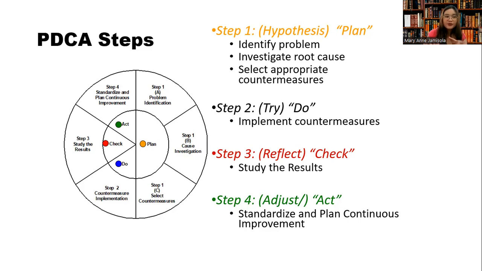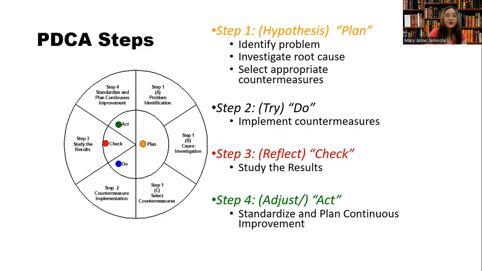Right. So after which we move on to the next phase, which is the do phase. This is actually equivalent to the trying phase. Since we already have selected our appropriate countermeasures, it's now time for us to do them, to try to implement them. It's not enough that we have selected countermeasures, but it is also very important for us to implement the countermeasures that we have selected. So let's do. We try to implement our countermeasures that we have planned under our planning phase.